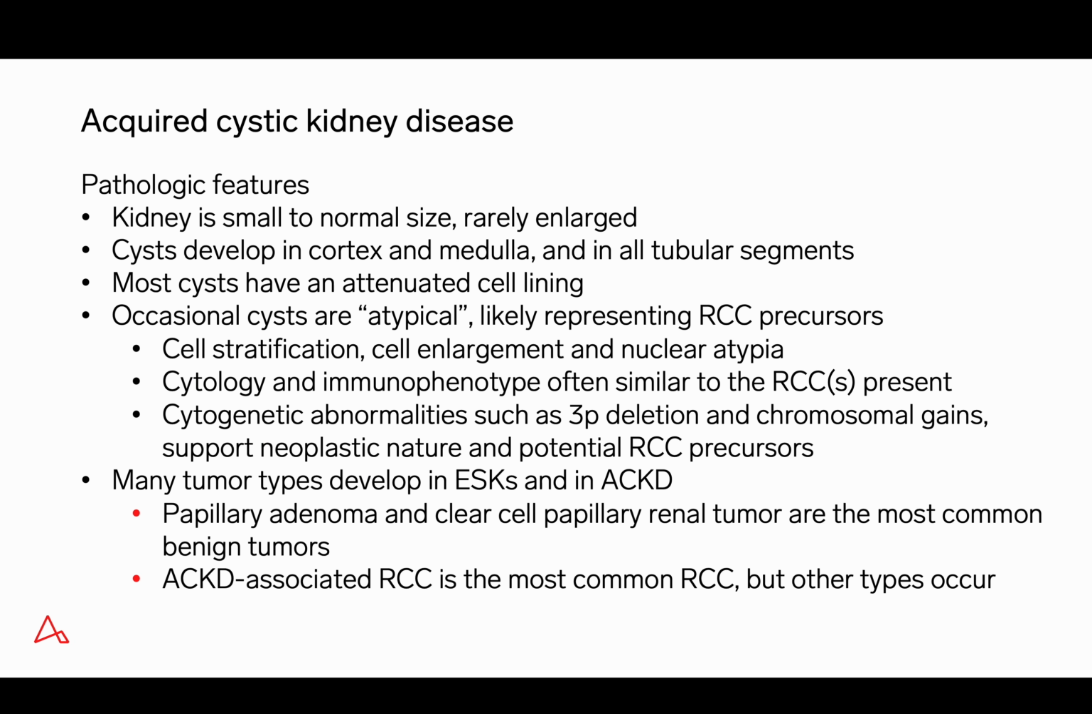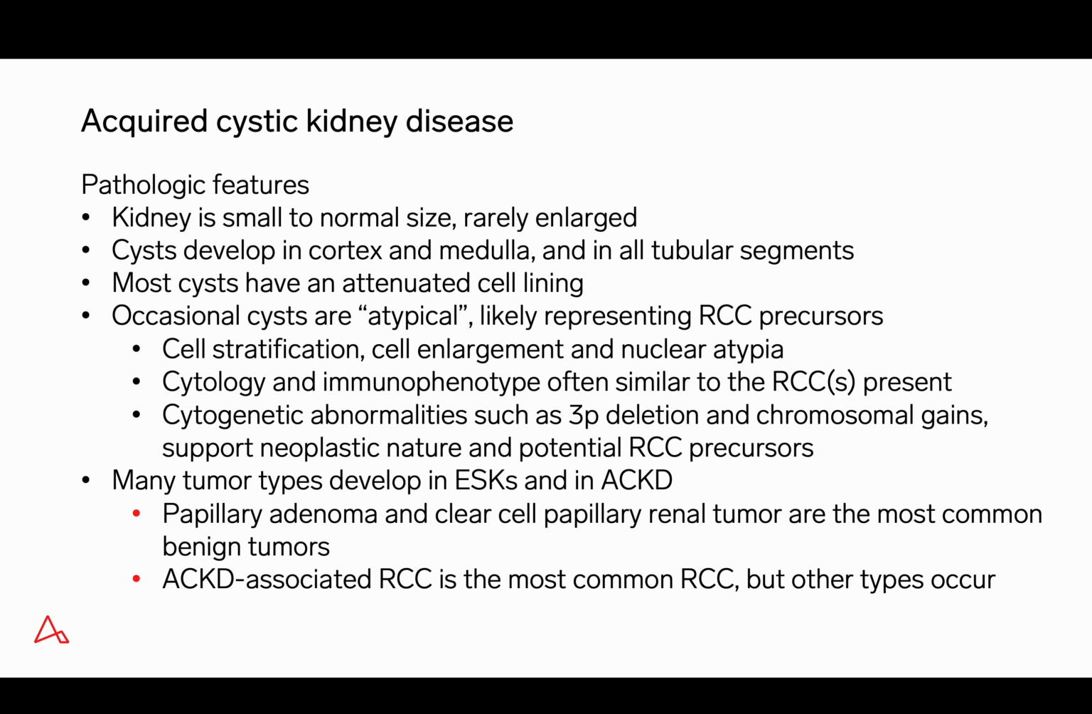The pathologic features of acquired cystic kidney disease are listed here. The kidney tends to be small to normal size, even though diffusely cystic. This is important because grossly it bears some resemblance to autosomal dominant polycystic kidney disease. However, in that disease, the kidneys are going to be markedly enlarged. Similar to autosomal dominant PKD, cysts develop in both cortex and medulla and in all tubular segments of the nephron and collecting duct. Most cysts have an attenuated cell lining.